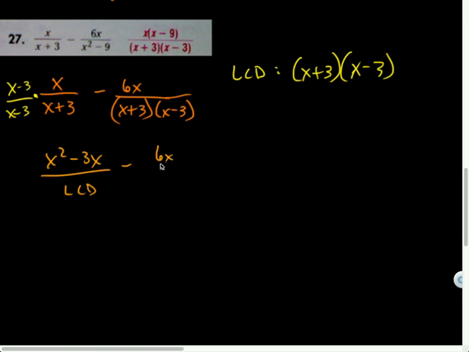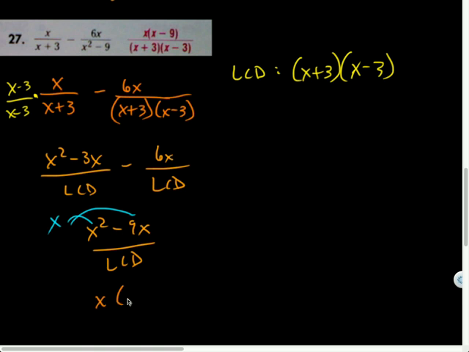Minus 6x over the LCD. There's really no concern about forgetting to distribute this minus sign here. It looks like this will be x squared minus 9x over the LCD. That looks difference of squares-ish, doesn't it? But it won't be. The only thing I can do is GCF an x. Yoink yoink, as we say. So x times x minus 9 all over x plus 3, x minus 3.